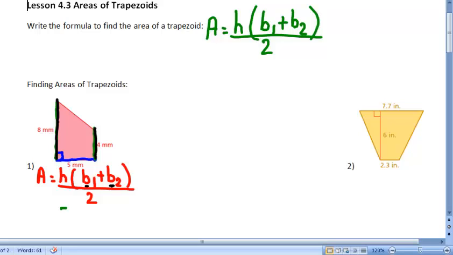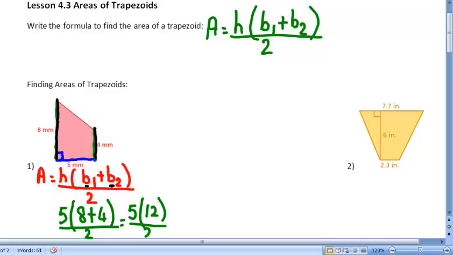Okay, the height in this case is 5 times 8 plus 4, because they are the two bases, and the whole thing is divided by 2. Remember order of operations, I have to add before I multiply. So 5 times 8 plus 4 is 12, divided by 2. That gives me 60 divided by 2, which is 30. In this case, millimeter square. Do not forget the units.